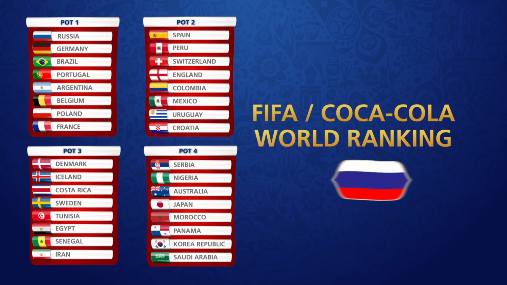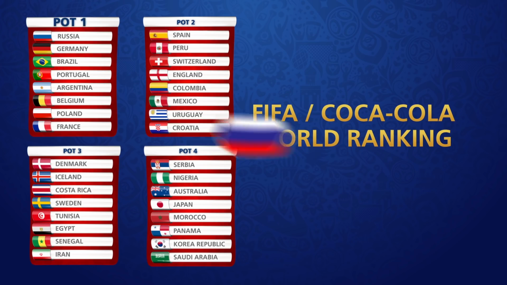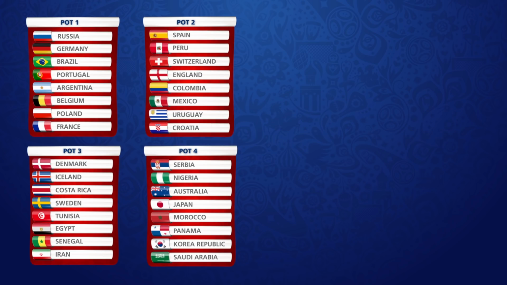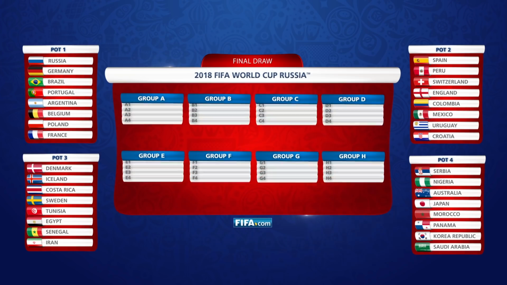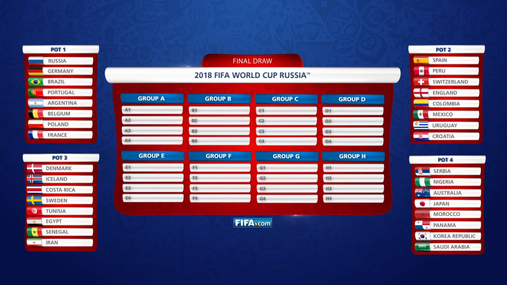So those teams ranked highest are in pot 1, and those with the lowest ranking are in pot 4. The only exception is Russia, who as hosts are automatically seeded for the draw and therefore in pot 1. We'll draw the pots one at a time, starting with pot 1 and ending with pot 4, with pot 1 being emptied in its entirety before we move on to pot 2, then pot 3, and finally pot 4.